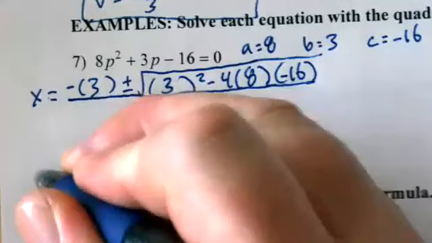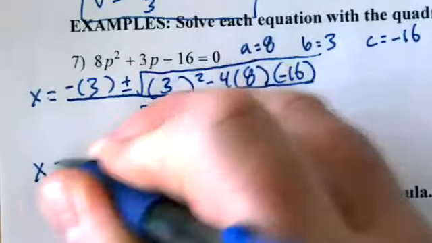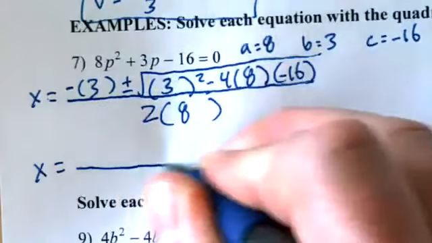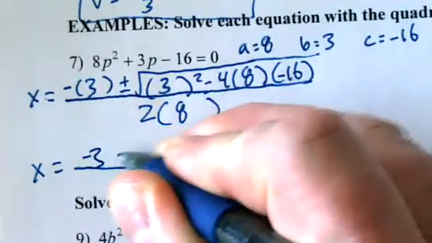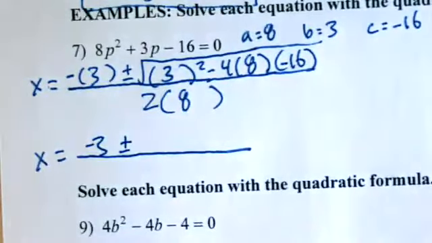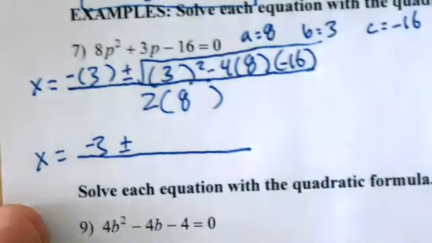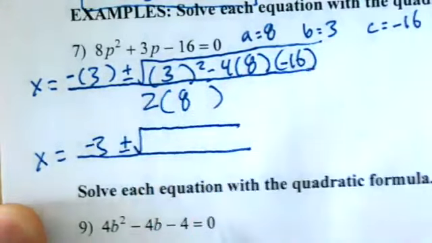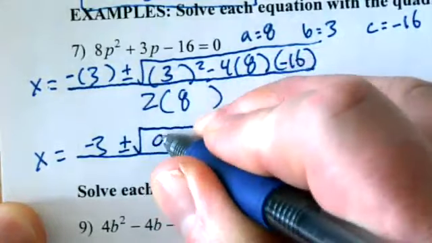Okay, so let's simplify this. We've got -3, so that's just -3, plus or minus. Somebody asked me, how do you know if it's plus or minus? And the answer is it's both, right? You're going to get two different answers. You'll do one version with the plus, one with the minus. Don't worry about it for now. 3 squared is 9, right?